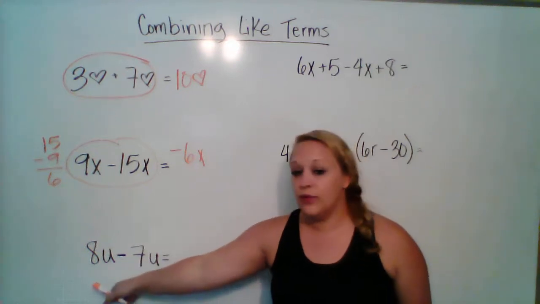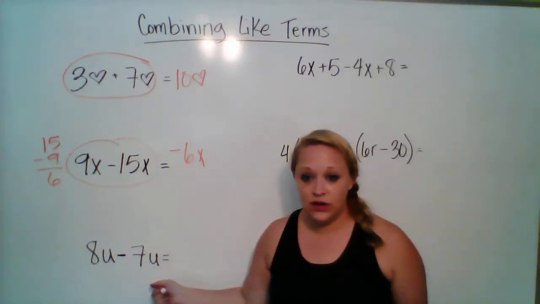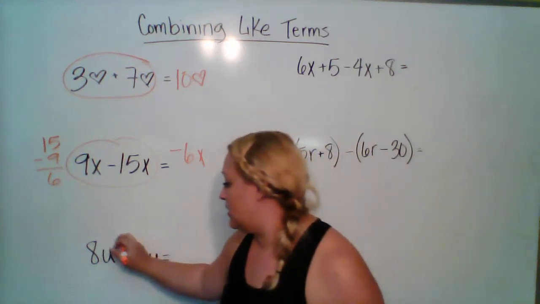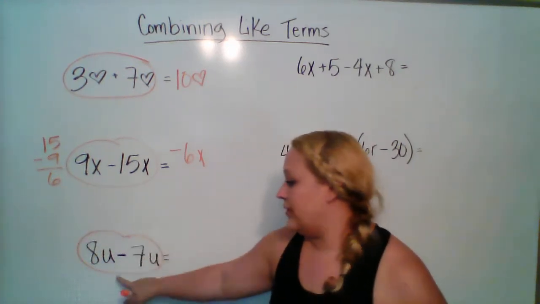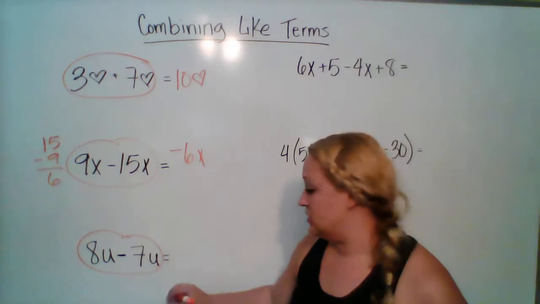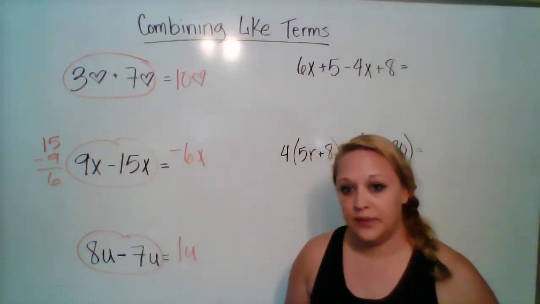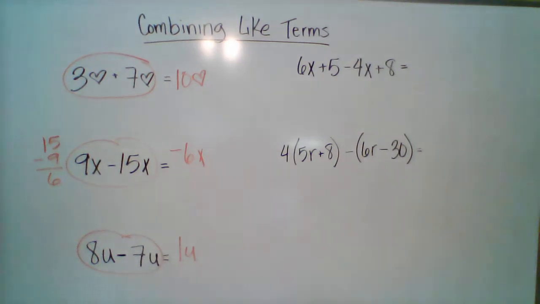Alright, here we go. We have 8u minus 7u. Because the u's are the same letter, I can combine them, and that would give me 8 minus 7 is 1, and the u's would stay the same. Okay? I dropped my eraser.